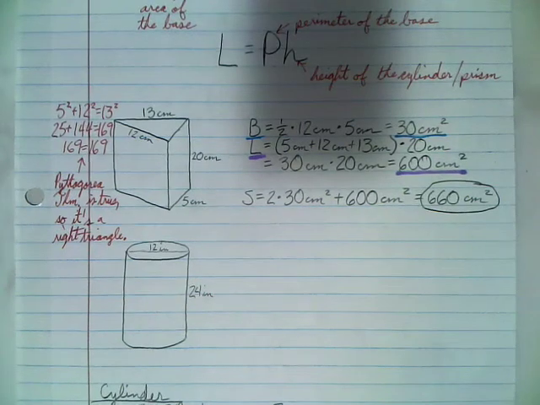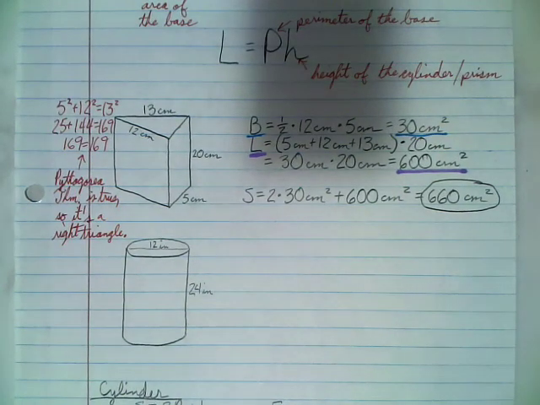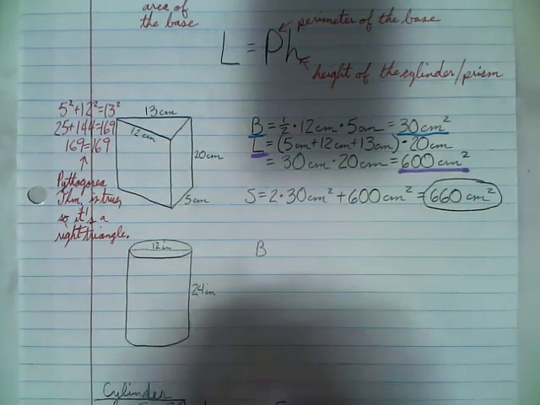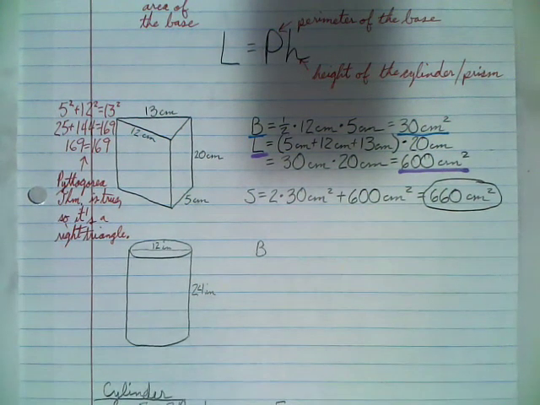Moving on to my cylinder now. The base here is going to be a circle. So when it comes to a circle, the base is pi r squared.